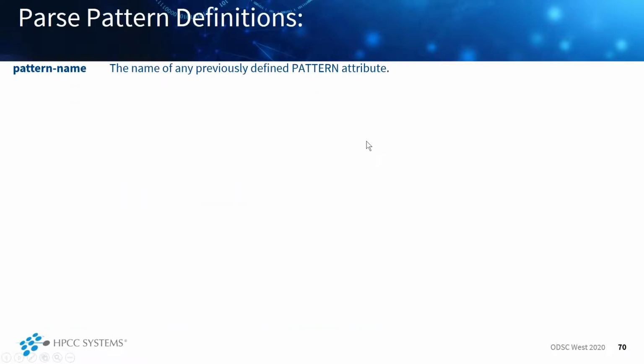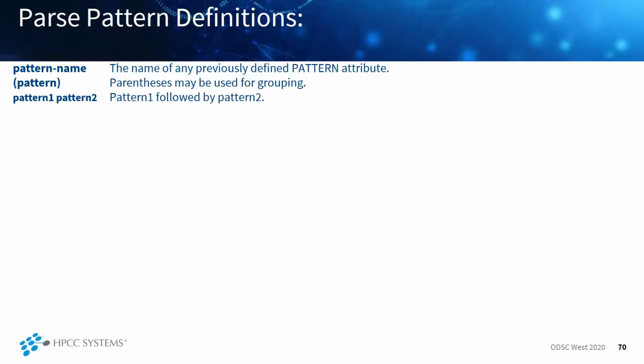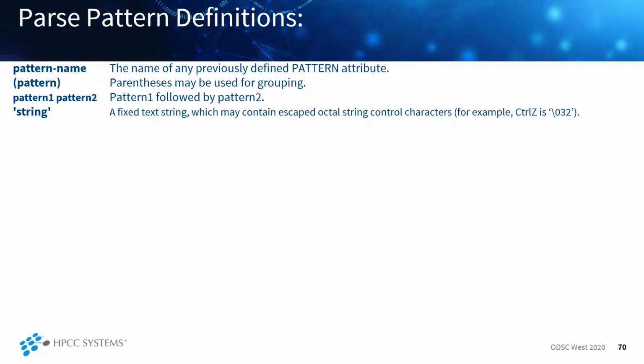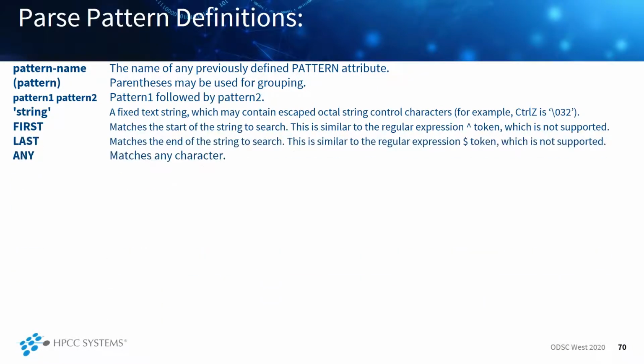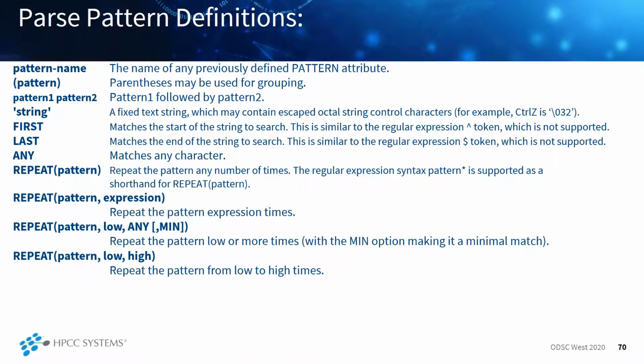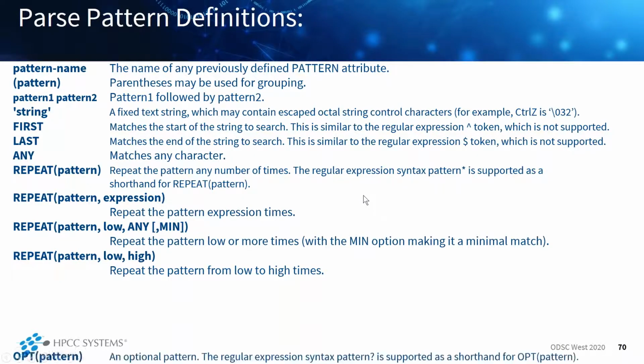So anyway, here's just a list of different parsing patterns using regex types of constructs. You can simply have one pattern referencing another pattern, and you can do parenthetical grouping within that pattern. You can expand a pattern by just simply putting one pattern after another. You can look for a literal string, of course. These are all fundamental stuff for NLP. You can look for the first match, the last match in the string, or you can look for any character in a string. You've got repeat patterns. Find a pattern if it's repeating any number of times. And then you can do ranges of repeating patterns.